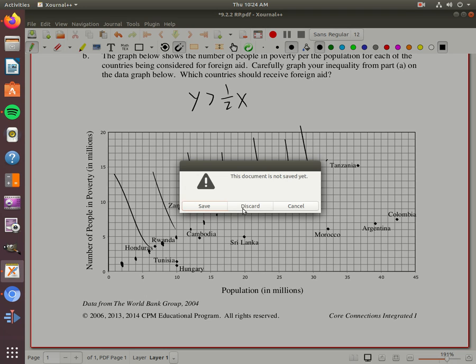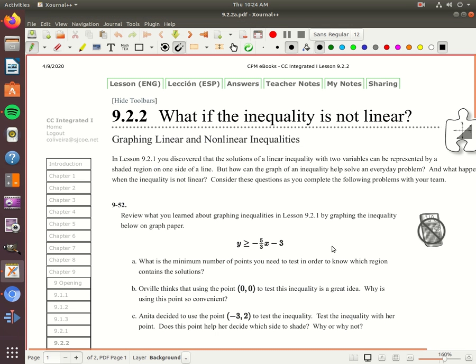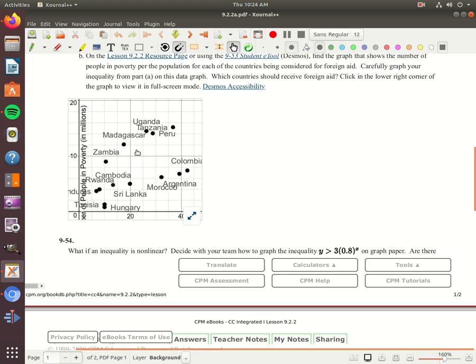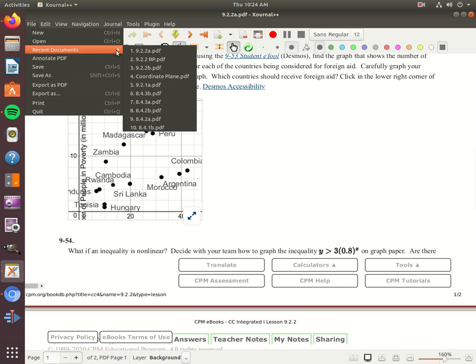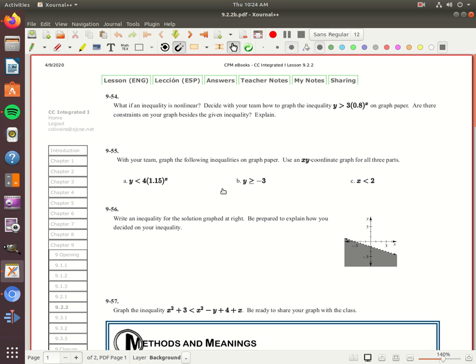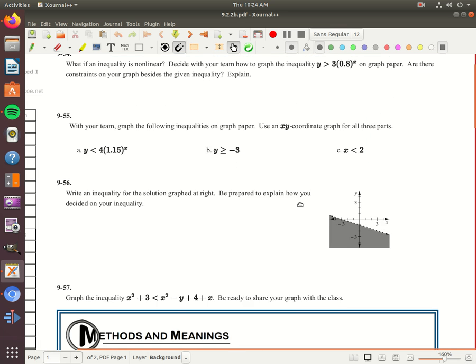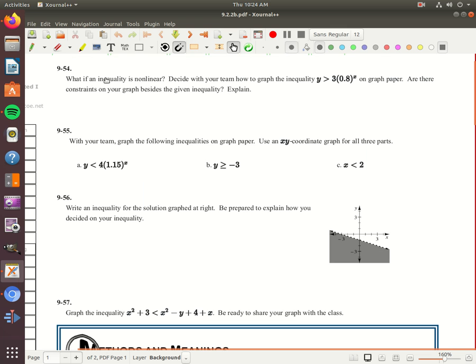I think I'm jumping back to A, but I could be wrong. So at this point, we had answered 952, 953. So let's jump over to B for problems 954, 955, 956, and actually, 957. All right, so 954, 55, A, B, and C, it's basically asking me to graph on the coordinate plane. So again, I'm going to jot these questions down, answer 54 and 55, A through C on a coordinate plane, and then I'll come back and we'll discuss 56 and 57.